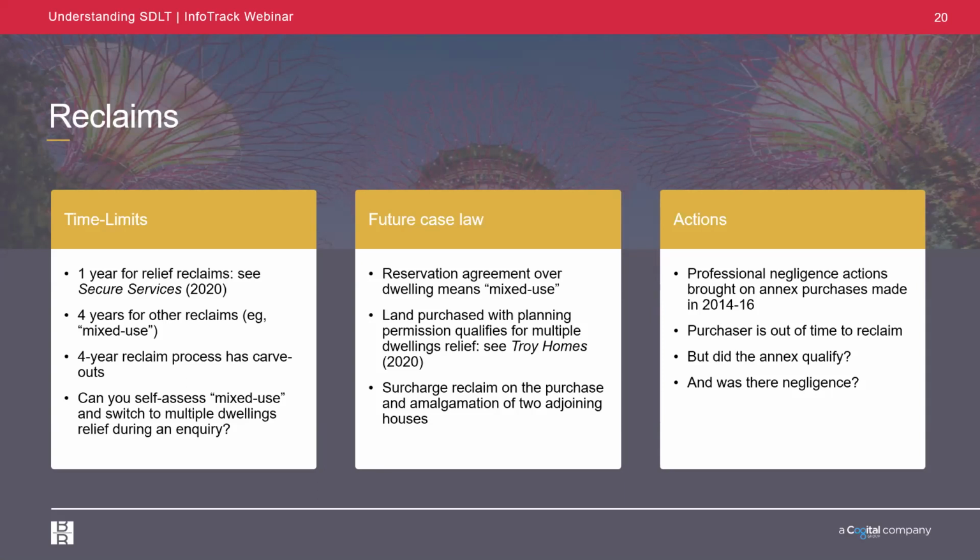And then finally, a couple of points on actions. So I understand that some professional negligence claims or actions have been brought against conveyancing solicitors for failing to advise on the availability of multiple dwellings relief on their clients' purchases made on annexes or houses with annexes pre-2016. And that's a difficult subject, and obviously we need to see where the litigation goes, and it's fact specific. But there are arguments that the conveyancers, hopefully this won't be you, weren't negligent in failing to point out the availability of that relief for transactions that predated the surcharge, so transactions which completed before 2016.